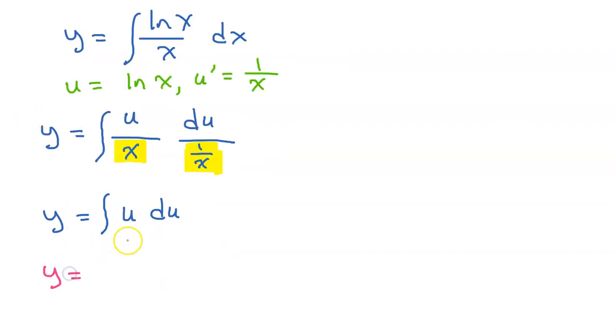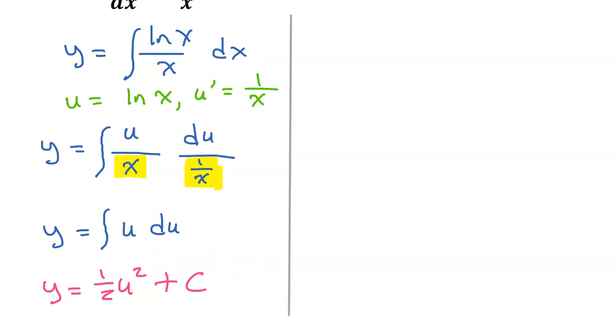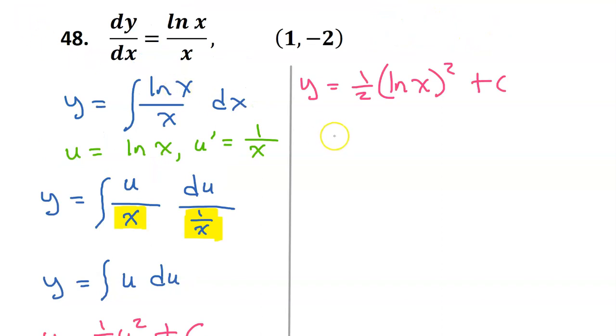Let's integrate. So increasing the exponent by 1, we have u squared. And dividing by the new exponent, we have 1/2. And don't forget the constant of integration. Remembering that u is natural log x, we have y equals 1/2 natural log x squared plus c. Let's see if we can find c.